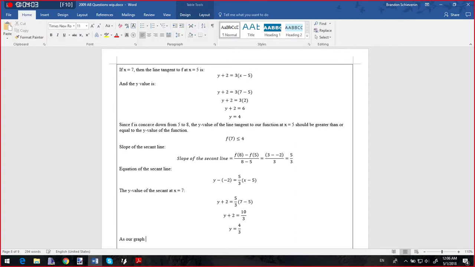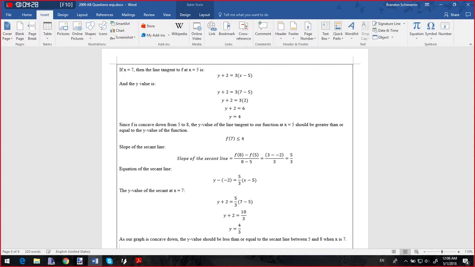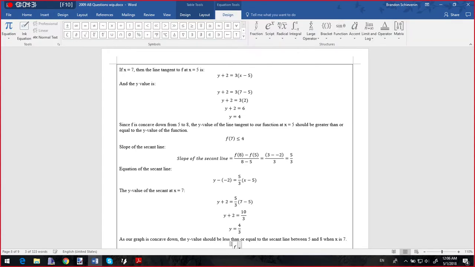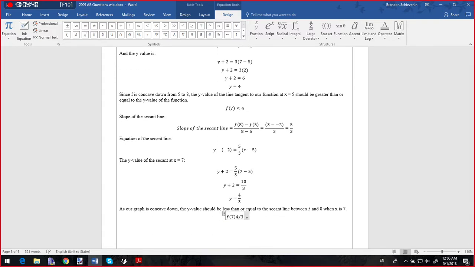As our graph is concave down, the y value should be less than or equal to the secant line between 5 and 8 when x is 7. So what we just proved was f of 7 must be less than or equal to 4/3. Oh, must be greater than or equal to, sorry. Greater than or equal to.